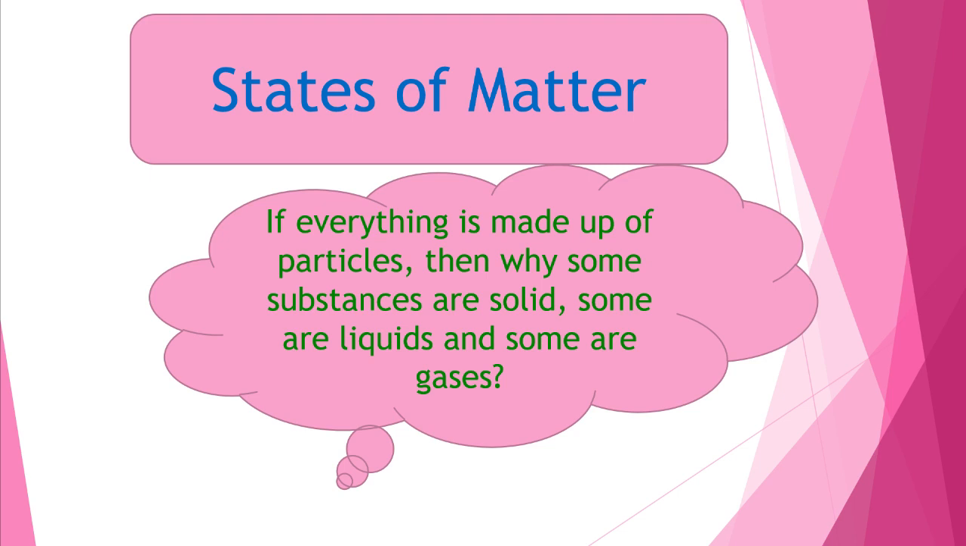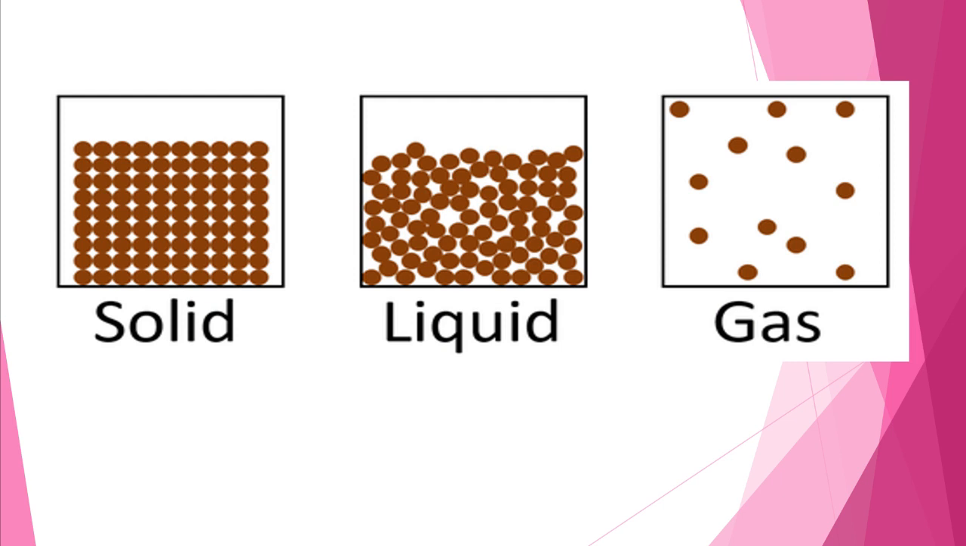Let's look at the big picture. If everything is made up of particles, which are the atoms, then why are some substances solid, some liquid and some gases? So what decides for substances to be solid, liquid or gas? We know there are three states of matter: solid, liquid and gas.